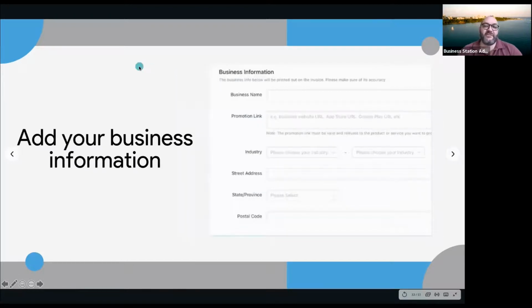Then you add in your business information. So for instance, the name of your business. You must also provide the link that you're going to put in the ad. So the promotion has to be pretty much valid, and it has to be relevant to the products or service that you want to promote. So you can't just say our link is an advertising agency, but what we're advertising is baby powder. If you're not the baby powder company, you need to put the baby powder company's link in there, the thing that's actually going to go to, not your agency link. Choose your industry, choose your address, all that sort of stuff, all the normal stuff.